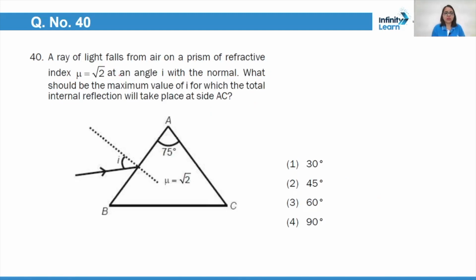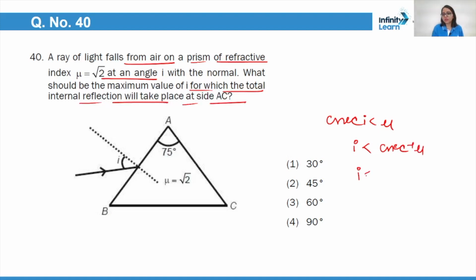Question number 40. A ray of light falls from air on a prism of refractive index √2. What should be the minimum value of I for which the total internal reflection will take place on side AC? So cosec I should be less than mu. So I should be less than cosec inverse mu, and I should be less than cosec inverse √2. So I should be less than 45 degree. So the correct answer is option 2.